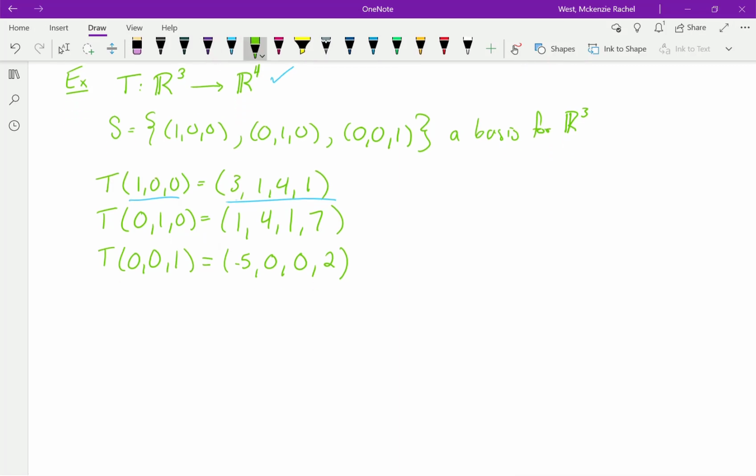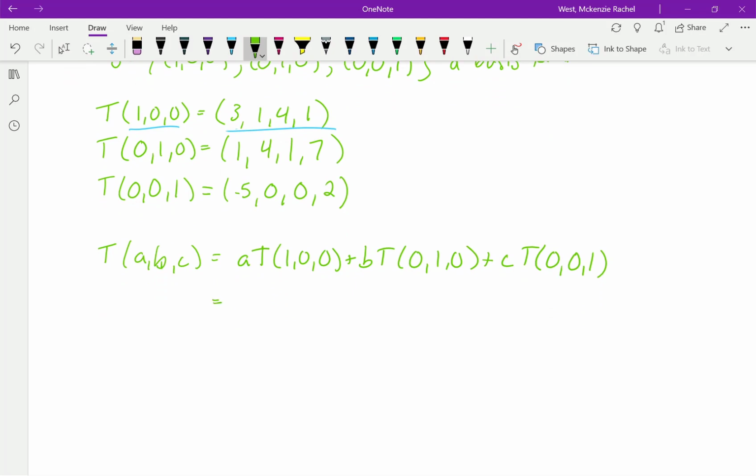And let's go ahead and take a look. So if we want to figure out what (x, y, z) maps to, or maybe let's go with (a, b, c), that sounds like more fun. If we want to figure out what (a, b, c) maps to, well, that's a times what (1, 0, 0) maps to, plus b times T of (0, 1, 0), plus c times T of (0, 0, 1).